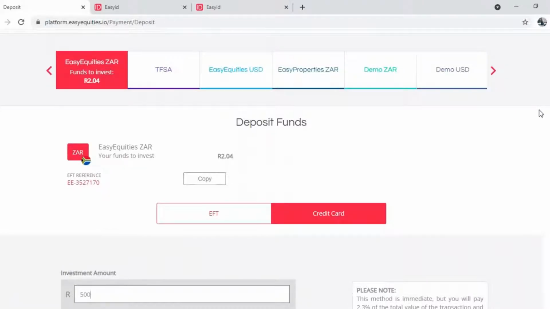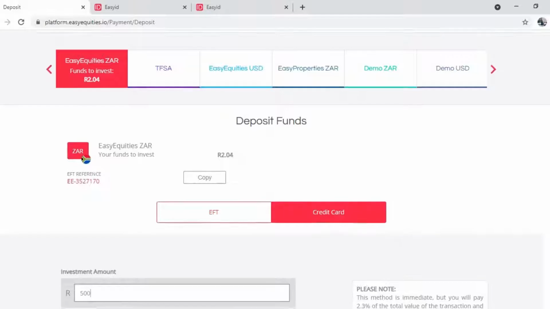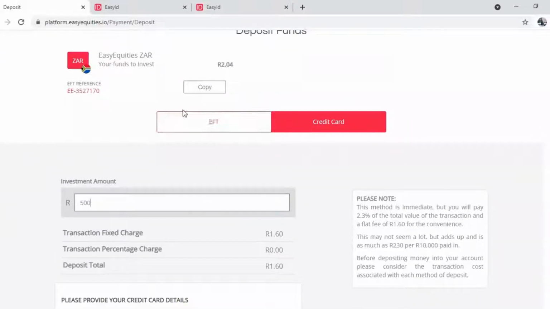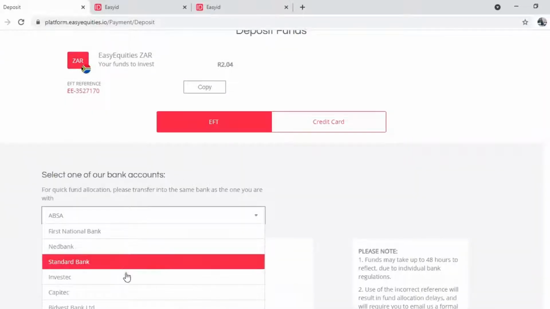Okay, so for Capitec users, there is an easier way that has been implemented for us to put in our funds, and that is through the app. Let me just quickly give you an overview of what I mean.